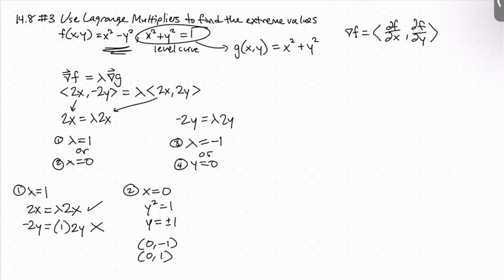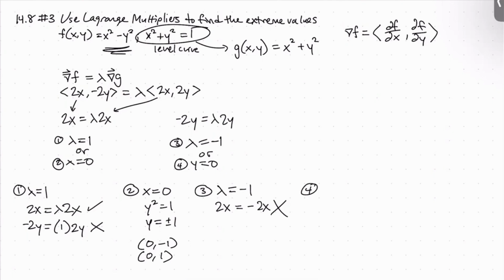Cool. If we check possibility 3, we have to make sure that lambda equals -1 for both lambda equations. So we already checked the y equations, let's check the x's. So 2x equals -2x. This is not true. Usually it's only true if x is 0, which we already checked. So we're not going to deal with this.